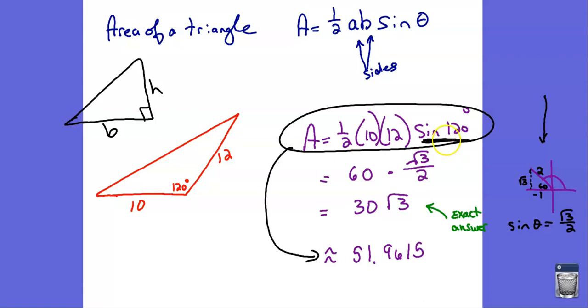So the sine of 120 is the square root of 3 over 2, and when you multiply those together, you get this as the exact answer. And then again, this would be the decimal approximation for that. And again, that's the area of that triangle. So how much area is inside of that triangle?